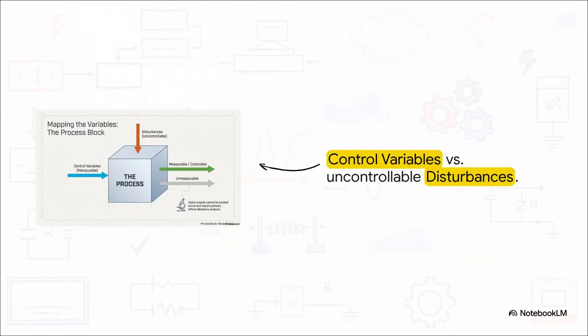Building on those exact definitions, let's take a look at the process block itself. We have to draw a hard line between what we can control and what we can't. On the left side, those blue arrows, those are our control variables. These are the inputs we actually have the power to physically manipulate. But coming down from the top in orange, those are disturbances, uncontrollable, chaotic forces hitting our system from the outside world. Ultimately, our outputs on the right are the direct result of a continuous battle between our deliberate control variables and those random incoming disturbances.